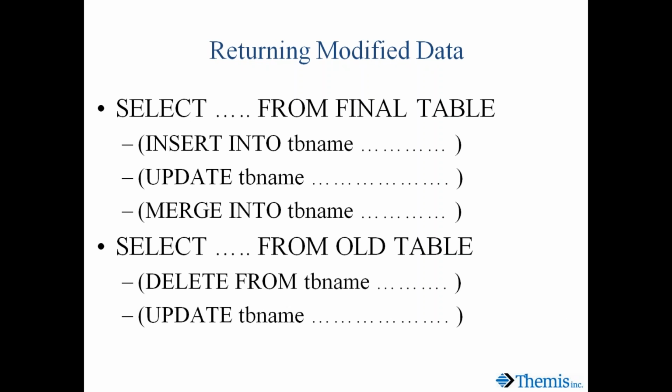Now, what if you need to look at the updated content, or want to look at the after effect of an insert, update, or delete? Let's assume you're going to insert into a table with a generated key and you want to see the key. Well, you can do a select from the final table of the insert, or select from the final table to get the updated content, or to find out on your merge whether it was an insert or an update. Now, if you want to see the before contents, you can say select from old table on a delete or an update, rather than select and then do the statement. See, with one trip to DB2, you can get what you need. It's too bad you can't do both, but one or the other, depending on your processing needs.